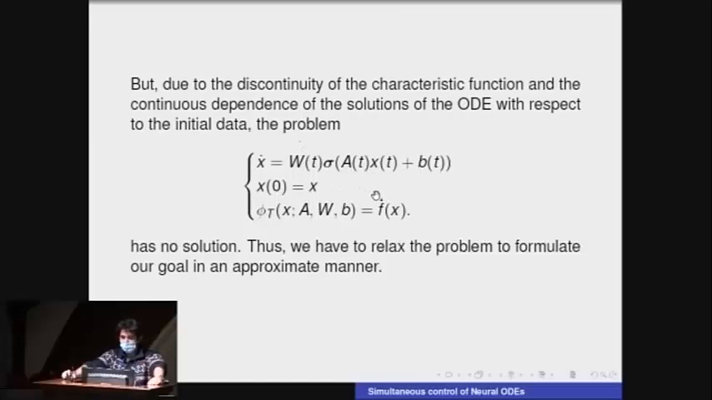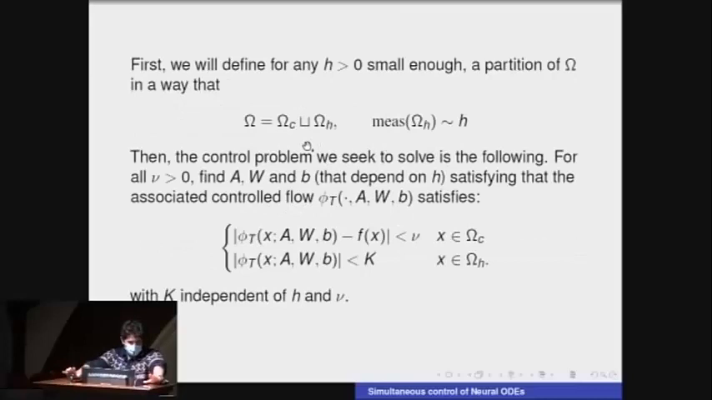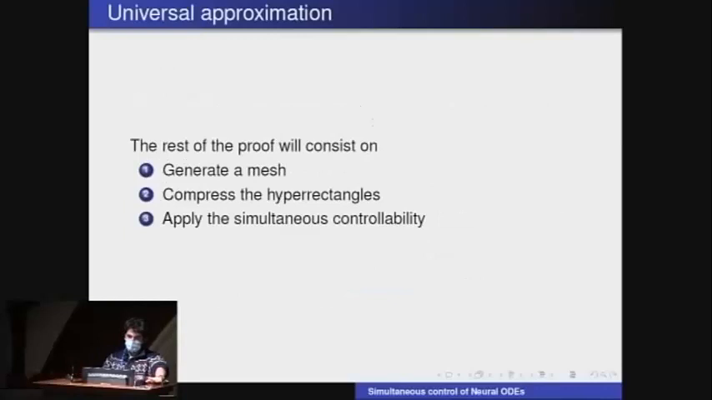So we have to think of a way to make it approximate. For doing so, we will choose the regions that will be almost correctly allocated, and there will be some remainder whose position we will not control. Well, we will only say that it's bounded by a certain constant. So essentially, we will first generate a mesh made out of hyperrectangles, we will compress them, and then we will come back to the results I explained on simultaneous control.